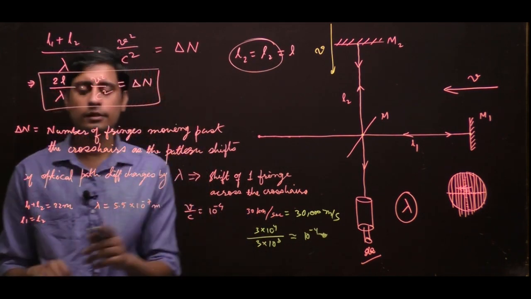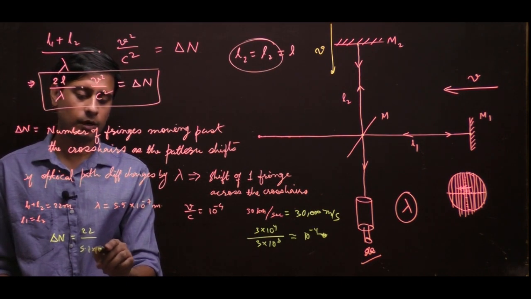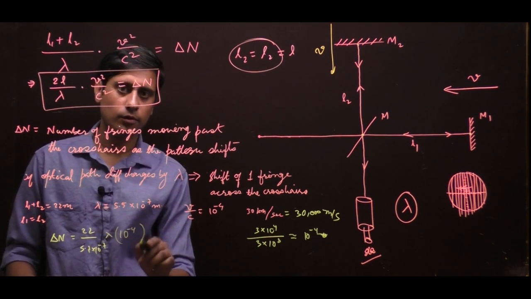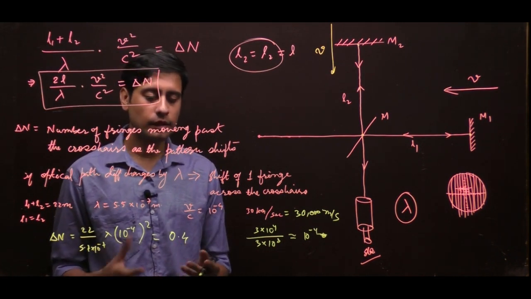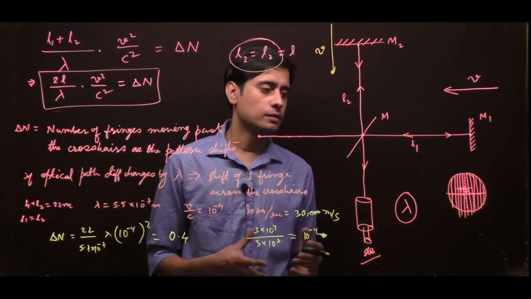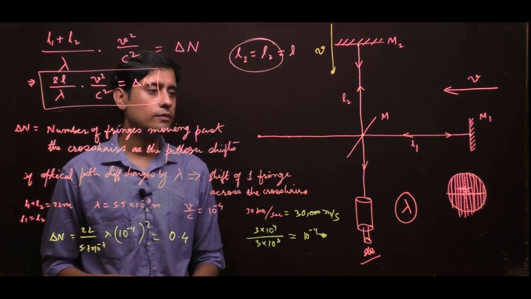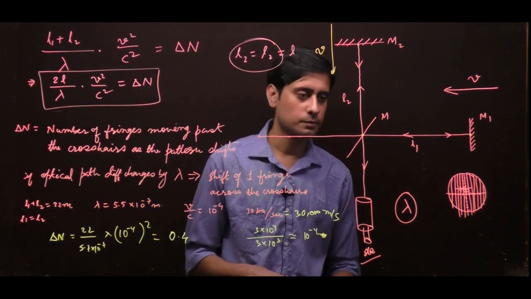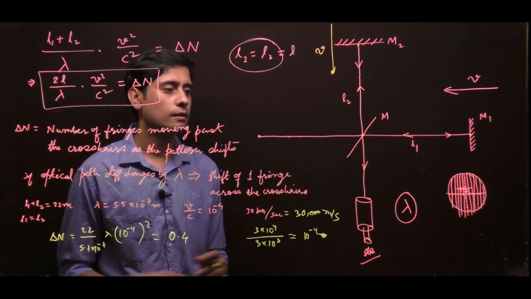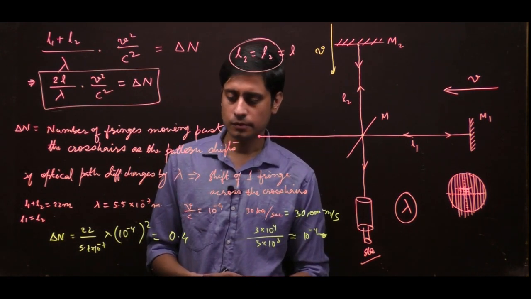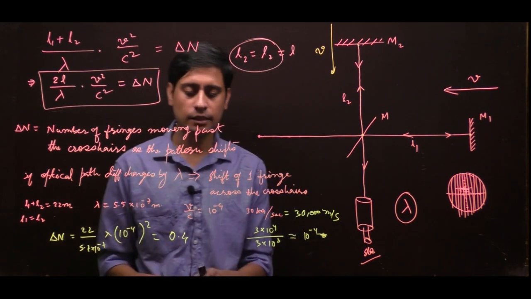So if we put all these things in the formula, delta N will be equal to 22 upon 5.5 into 10 to the power minus 7, into 10 to the power minus 4 whole square. You will get 0.4. So we can clearly see that this 0.4 is even less than 1. So there is no appreciable change in the fringe pattern while we rotate this setup. So we can say that there is no appreciable amount of path difference introduced by rotating this whole setup. So there is no aether present. If aether had been present, then this delta N must be much greater than this 0.4 value.